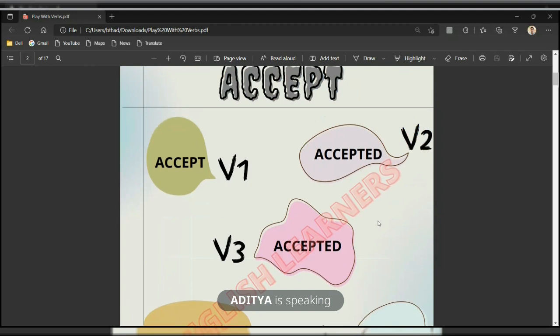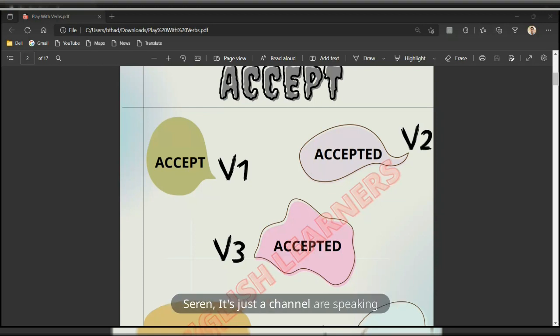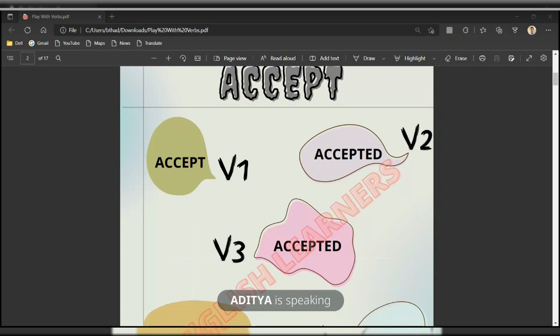So who wants to make an example using accept? Very simple. I accept my problem. Yeah, main apna problem accept karta hun. Well said. Next, who wants to make one using accepted? I accept my mistake that I did yesterday. She accepted my proposal. They accepted the destroyed parcel. Yeah, well said.